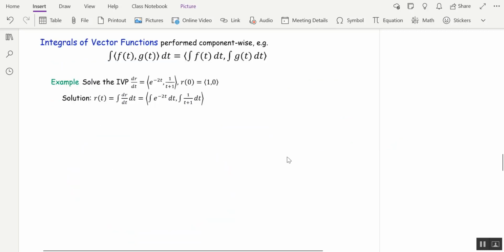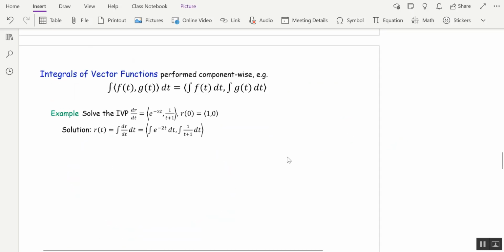Okay, let's finish up with an integration problem. Just like with derivatives, we take the derivative of the component functions. With integrals, we take the integrals of the component functions. So for example, solve the IVP. We're given the derivative vector, and we're given an initial condition. This is the IC. And we want to solve for r of t.